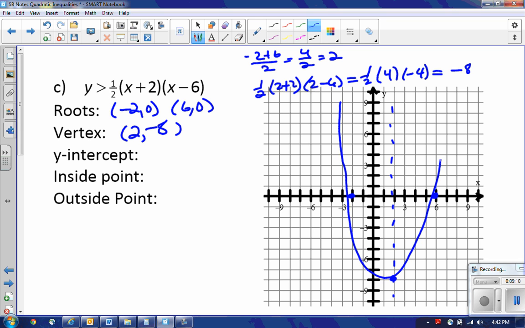Now we can draw our parabola. And I've done it again. This should be dotted. And to find our y-intercept, I'm going to plug in 0 for my x value. So that's going to give me 1/2 times (0 plus 2) times (0 minus 6), which is half times 2 times -6. Half of -12 is -6, so I get the y-intercept 0, -6. It should be going through here.